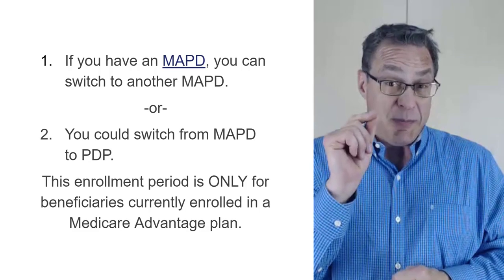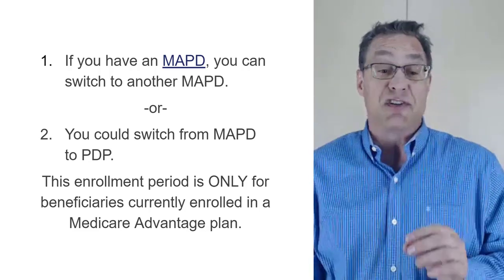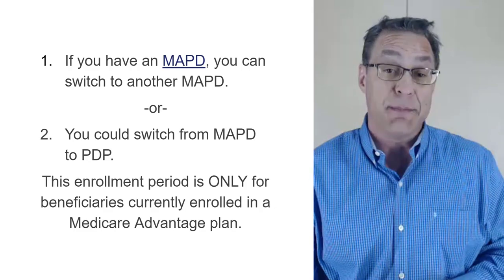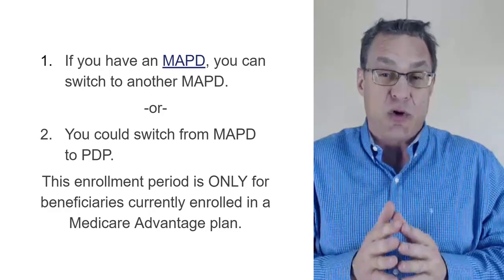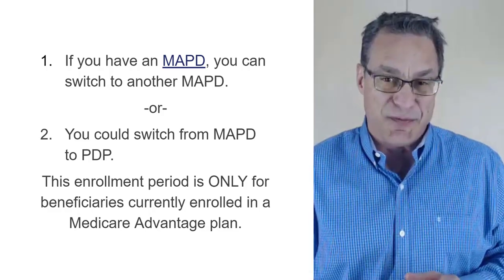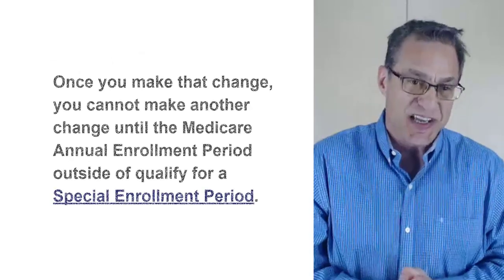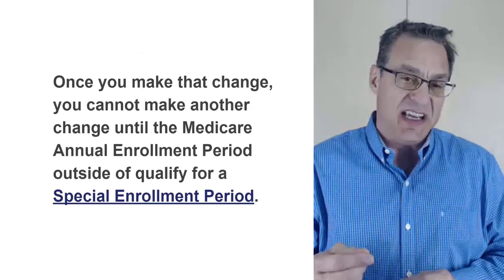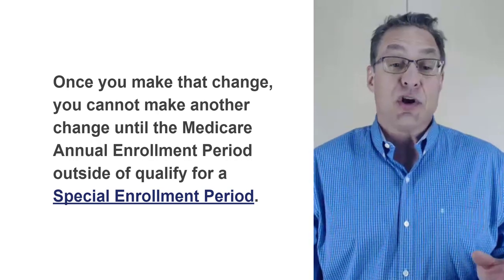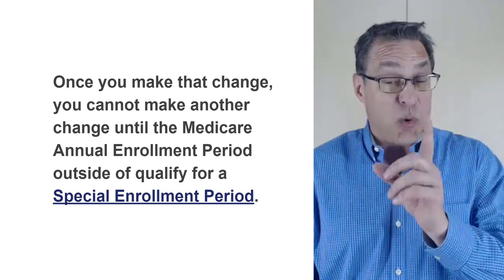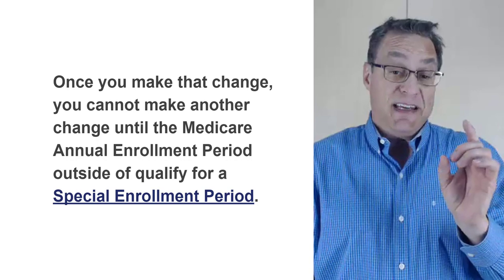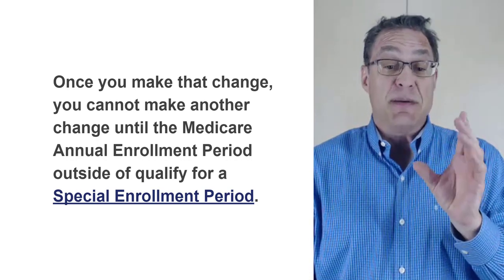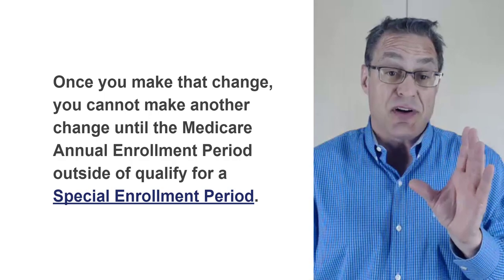The point to be made there, which you need to be aware of, is that this enrollment period is only for beneficiaries currently enrolled in a Medicare Advantage plan. You can only make one change during this open enrollment period. So choose wisely for your clients if you're helping them make this choice. Once you make that change, you cannot make another change until the AEP, outside of a qualifying special enrollment period, which we are going to discuss. So in the event the Medicare beneficiary makes an OEP change they regret, their option is to utilize an SEP.